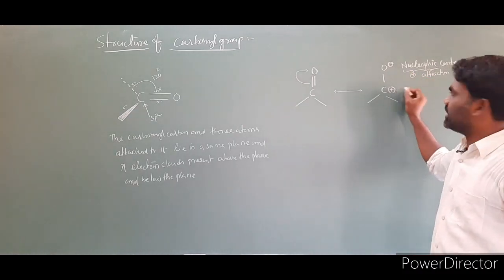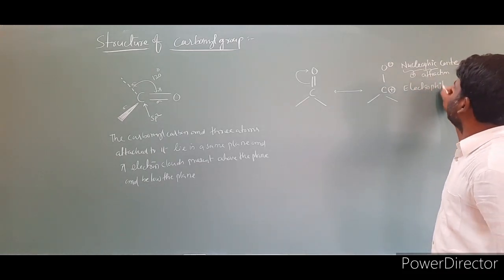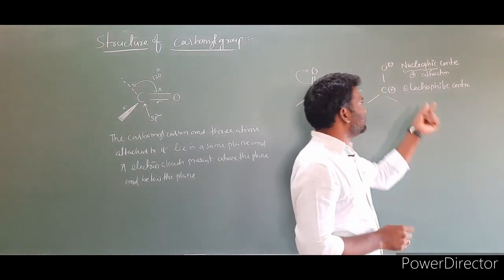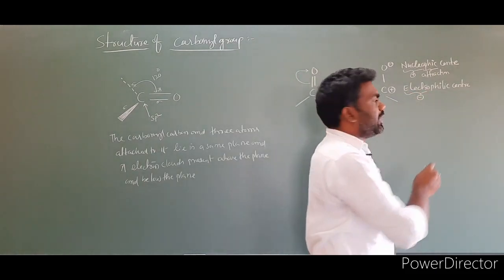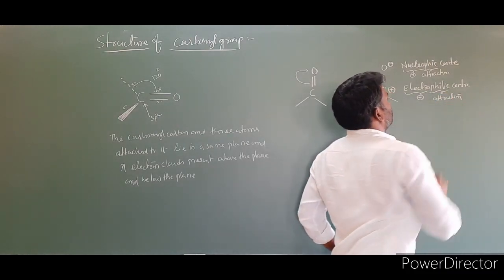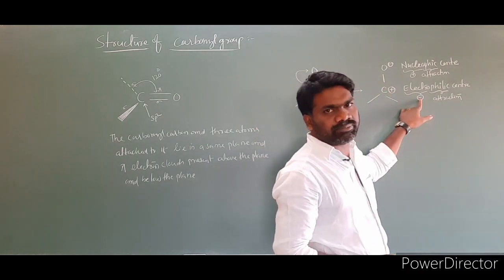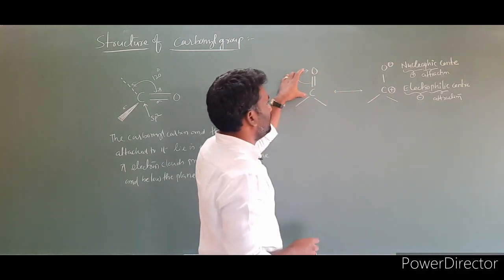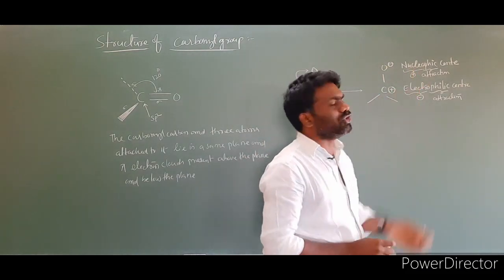Now the carbon with positive charge can act as an electrophilic center. Why is it an electrophilic center? The name itself has the meaning: electro means negative charge, and philic means attraction. So the carbon has a positive charge, and as a result it attracts negatively charged species. So the carbonyl carbon with positive charge can act as an electrophilic center, and the oxygen acts as a nucleophilic center.